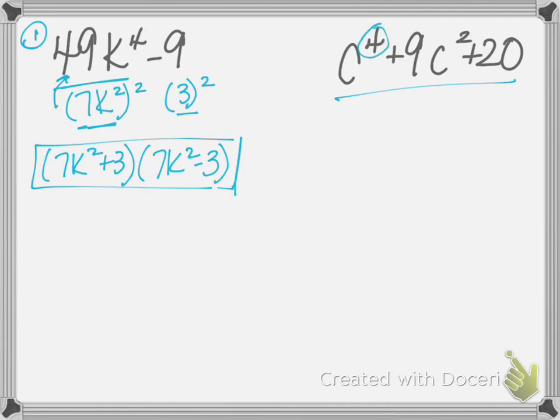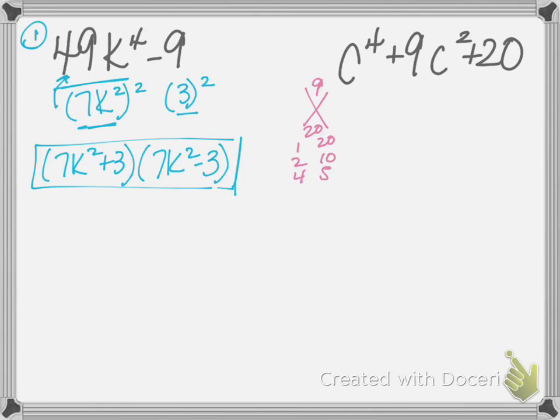Just because it has to the fourth and to the second and nothing happens here doesn't mean we can't still factor it. So I'm going to do the same thing as I did before, but now I'm going to do my diamond really fast. I got my 9 on top and my 20 on the bottom. Do my factors of 20: 1 and 20, 2 and 10, 3 doesn't work, 4 and 5, and that's about it.